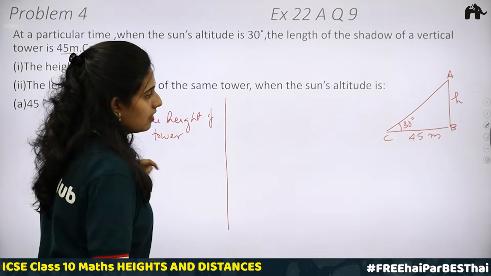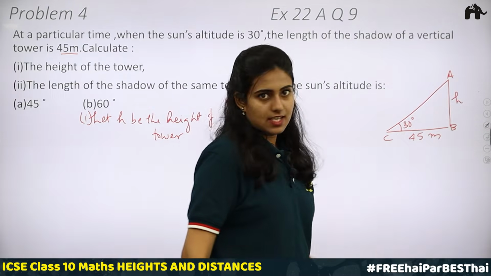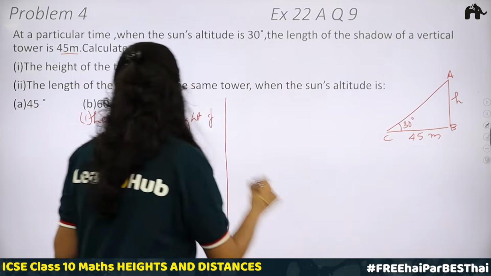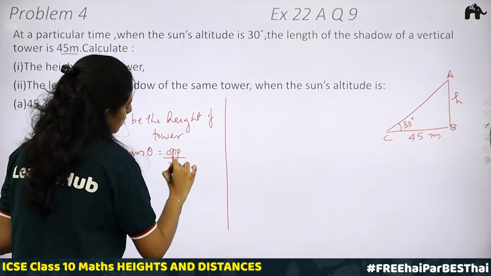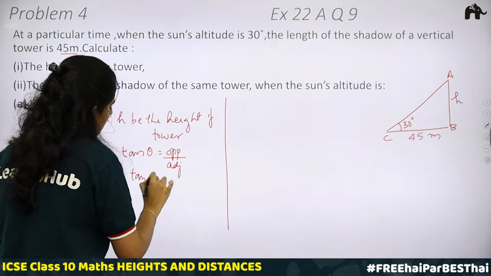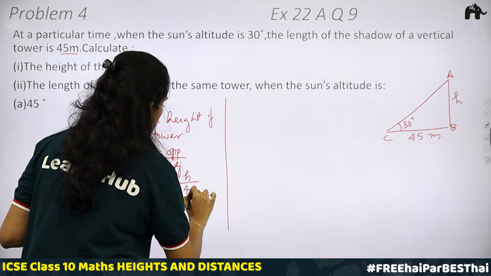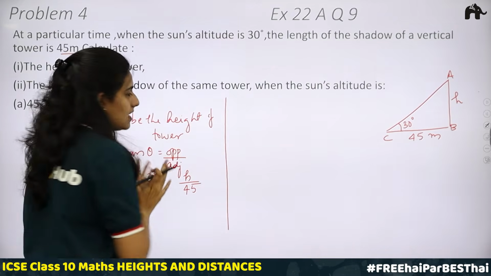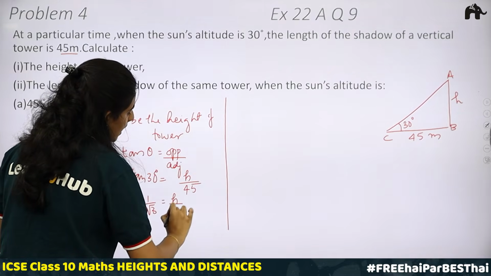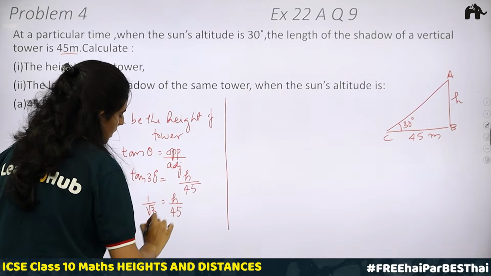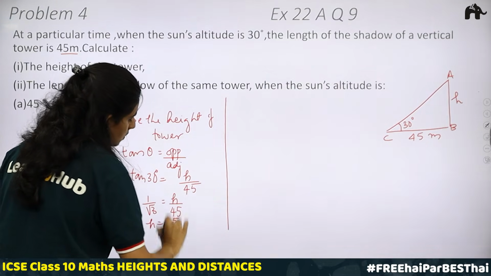Here H is the opposite side and 45 meters is the adjacent side, which means we will have to consider tangent. Tan theta is equal to opposite divided by adjacent. Here tan 30 degree is equal to H divided by adjacent, which is 45. What is tan 30 degree? Tan 30 degree is equal to 1 by root 3, which is equal to H by 45. On cross multiplying, we get H is equal to 45 divided by root 3.